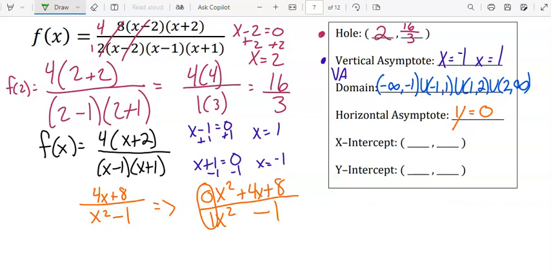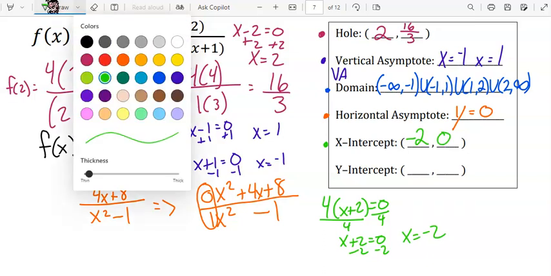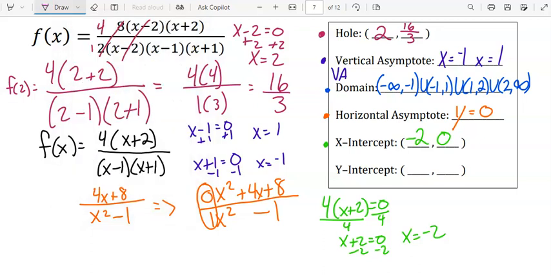Okay, for x-intercepts, set the numerator equal to 0. The x-intercept is negative 2, 0. And then for the y-intercept, evaluate when x is 0.